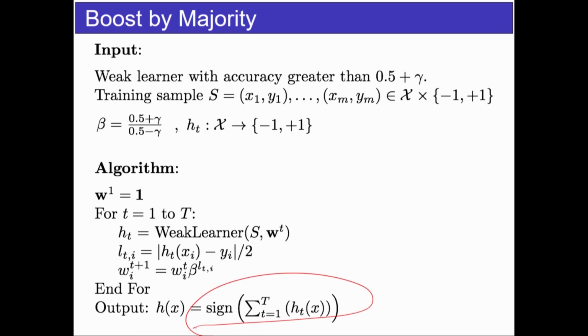I mean, this looks out of the blue. Why is this number coming? And that is where theory is going to help you. I mean, this looks strange. Why is this 0.5 plus gamma over 0.5 minus gamma coming there? And that comes from theory. So that's a very crucial thing.